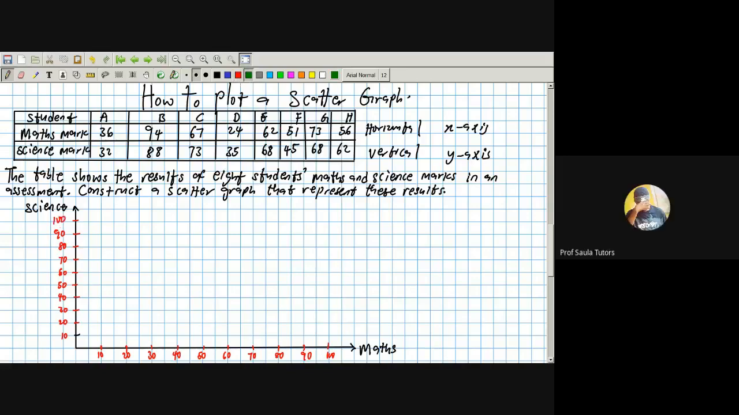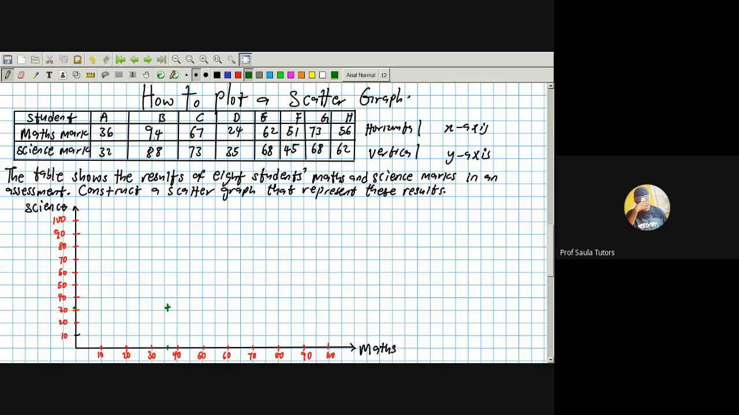Let's plot our graph. Now pay attention. For student A, 36 for math, science is 32. So 36 for math should be around here. You know that this is 30, this is 40. The middle is 35. So a little bit above it is 36. And then science is 32. This is 30, a little bit above it is 32. So let's look at where they join together. They join together around this side, right? Yes, exactly. So I'll just put a cross.